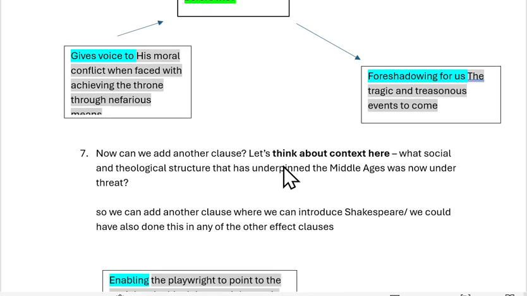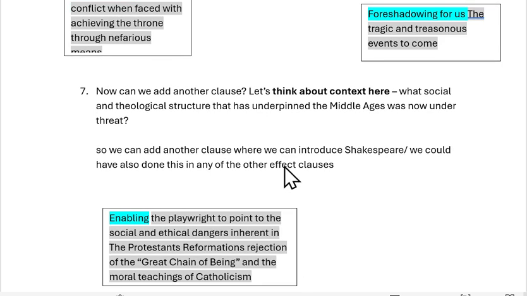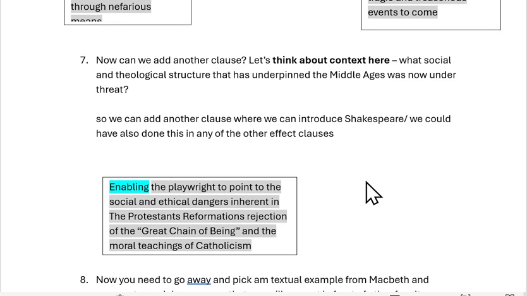So we add another clause here where we can introduce Shakespeare. We could also have done this in any of the other clauses, but we can do it here, enabling the playwright to point to the social and ethical dangers inherent in the Protestant Reformation's rejection of the great chain of being and the moral teachings of Catholicism. So again, we're acknowledging to the marker that we not only understand the character and why Shakespeare has used that technique, but we also see the larger thematic concerns. The play's a warning against the abandonment of those traditional paradigms.